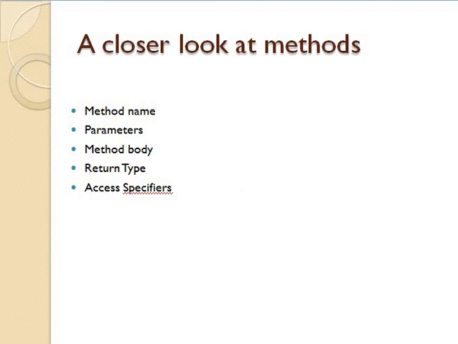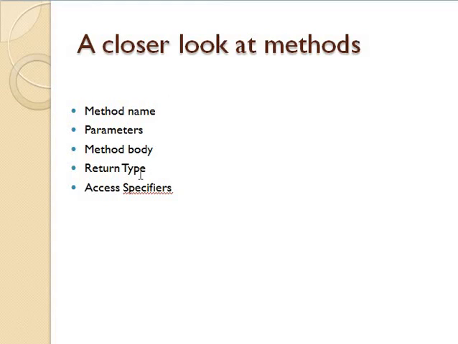Good morning, students. So today let's take a closer look at the methods. Every method is identified by its name. A method may or may not have parameters. We may also refer to the parameters as arguments. A method has its own body. A method may or may not have a return type.